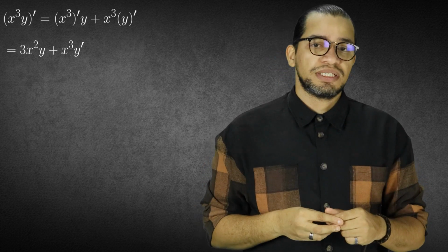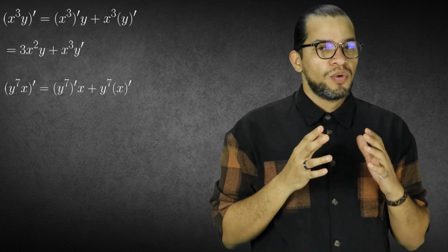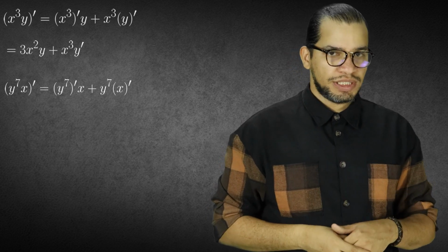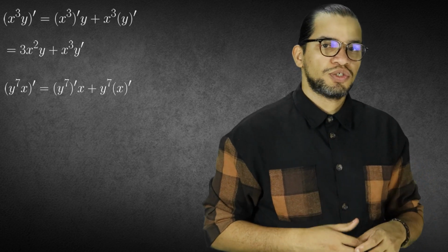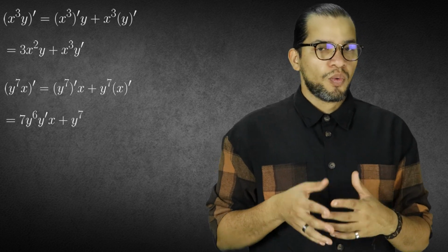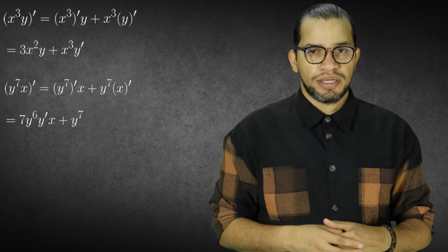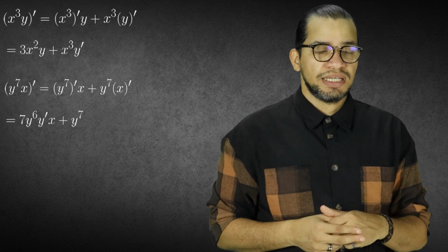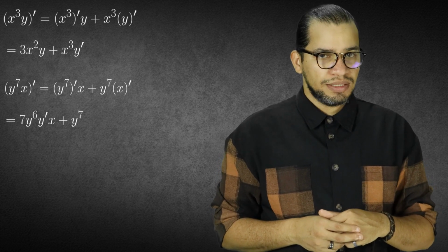As well, the derivative of y to the 7 times x will be equal to the derivative of y to the 7 times x plus y to the 7 times the derivative of x. The derivative of y to the 7 is equal to 7 y to the 6 times y prime, and the derivative of x is just equal to 1. Thus, the derivative of y to the 7 times x is equal to 7 y to the 6 y prime x plus y to the 7.